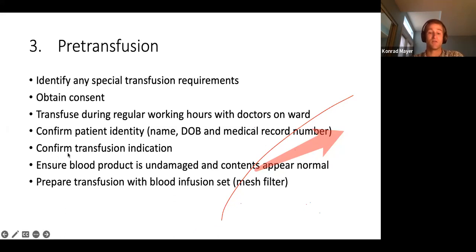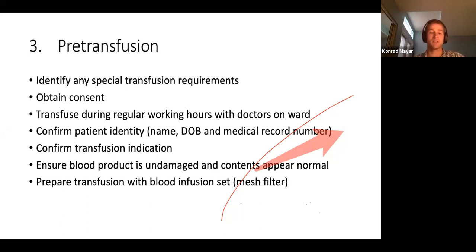It is important to confirm the transfusion indication. Is it absolutely necessary to transfuse this person? For example, if they are iron deficient, or if they are B12 or folate deficient, these measures should be tried beforehand. So this is a measure of last resort when none of these other supportive measures are possible.